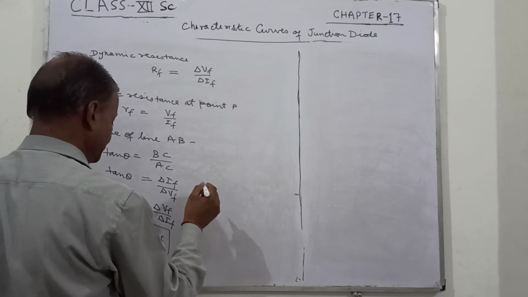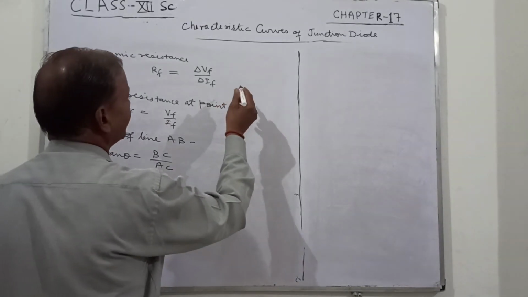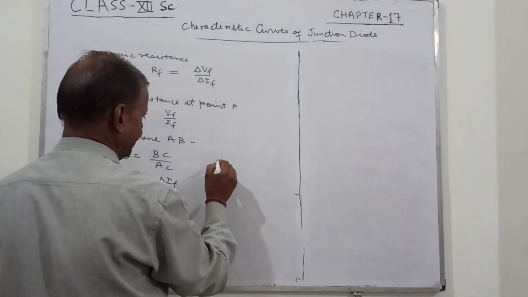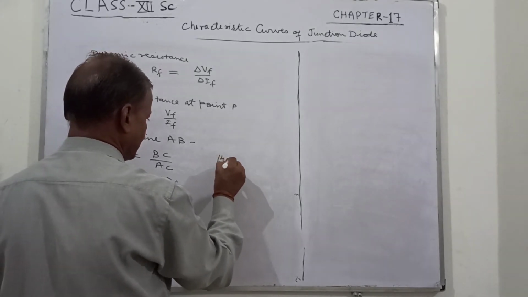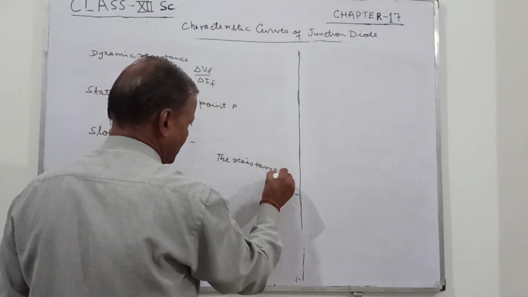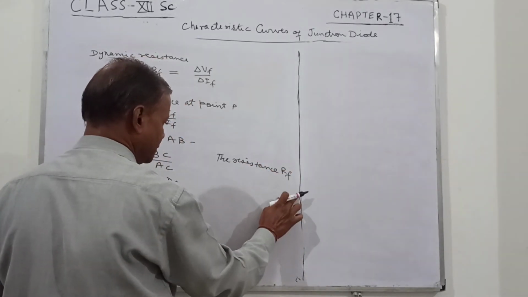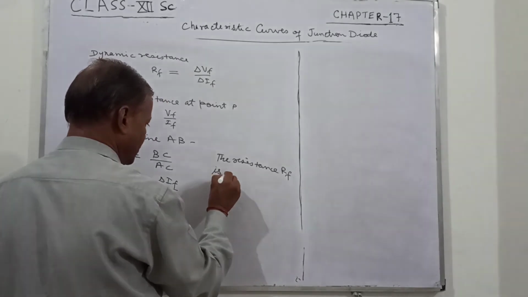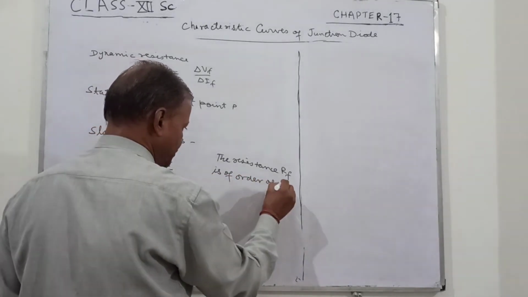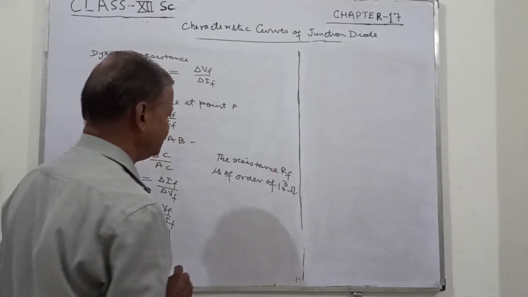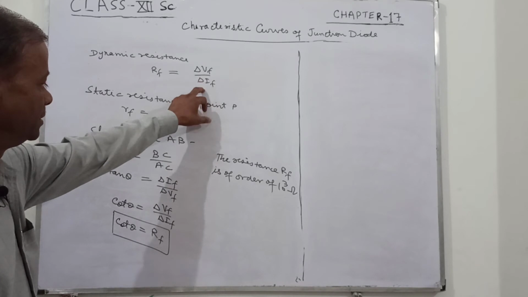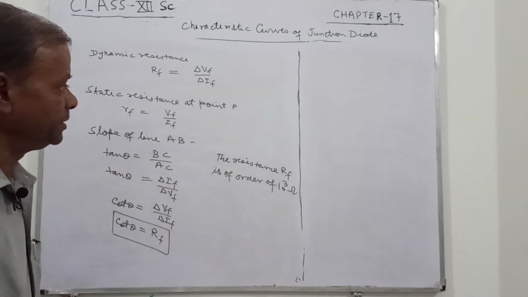The resistance Rf is of the order of 10 raised to the power 3 ohm, because this is in milliamperes. Because of that, this is of the order of 10 raised to the power 3.